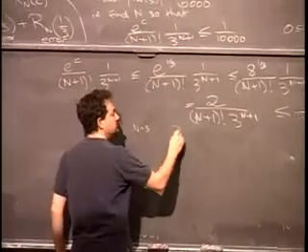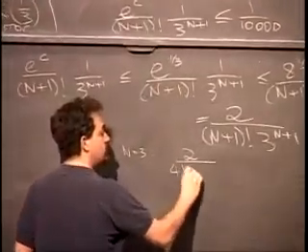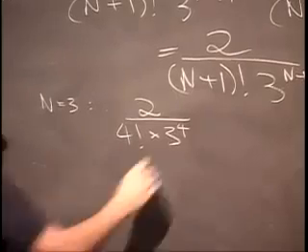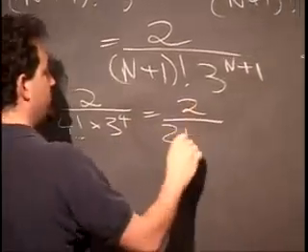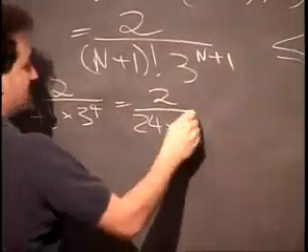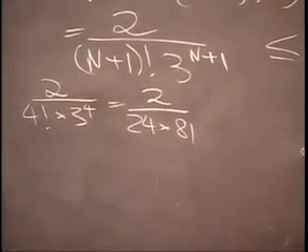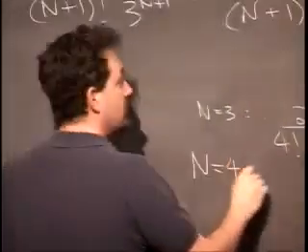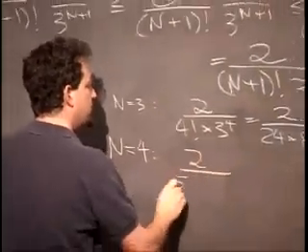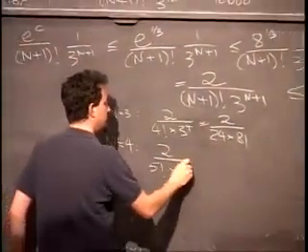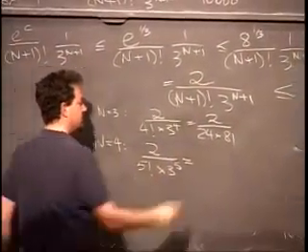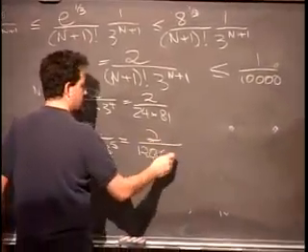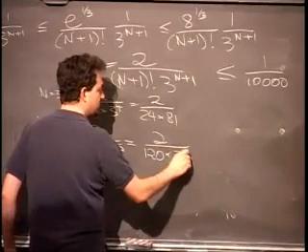You get 2 over 4 factorial times 3 to the 4. Well, 4 factorial is 24. 3 to the 4 is 81. That's not going to be good enough. That's not going to give us 1 over 10,000. Let's try n equals 4. You get 2 over 5 factorial times 3 to the 5. Okay. 5 factorial is 120. 3 to the 5 is actually 243.